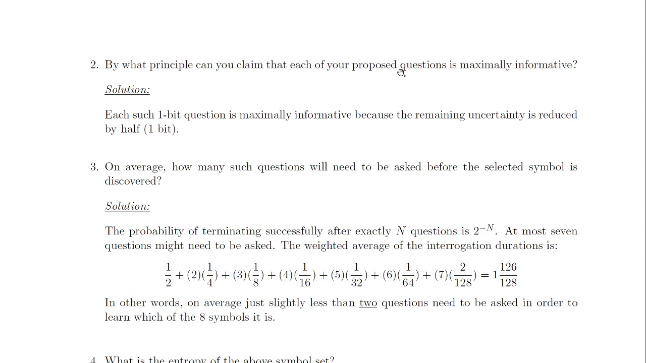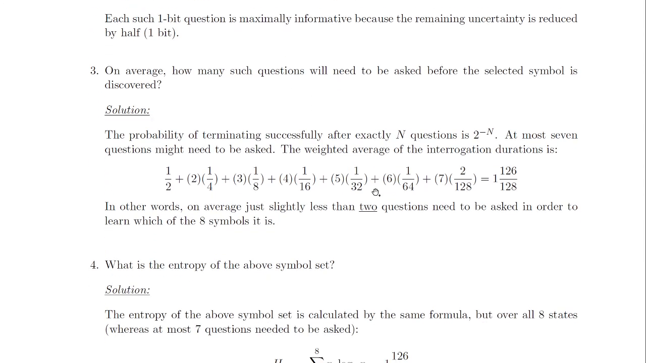And that's the principle you would invoke to claim that your proposed questions are maximally informative, because each one removes half of the remaining uncertainty, since the two possible answers are equiprobable in each such question. So each question is really a 1-bit question. On average, how many such questions will have to be asked before the selected symbol is discovered?